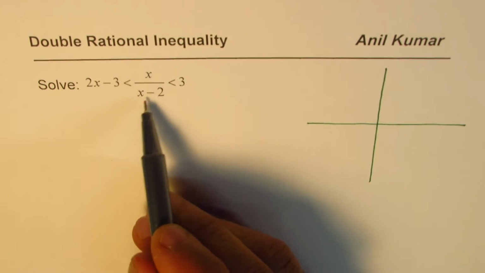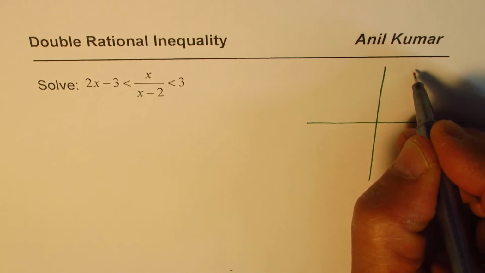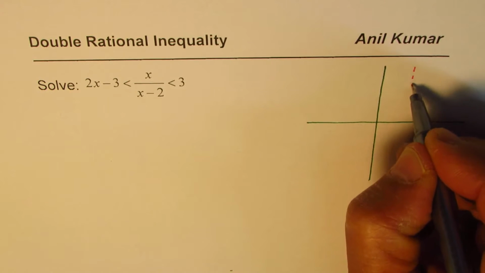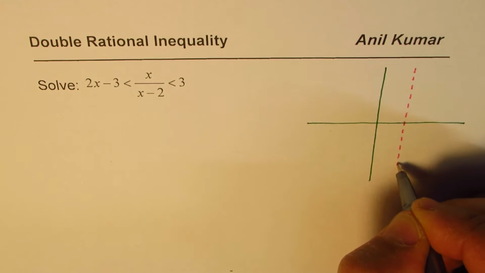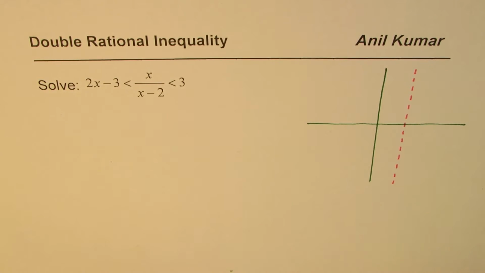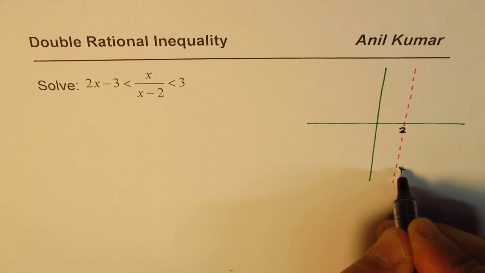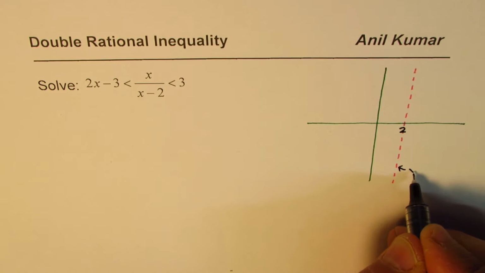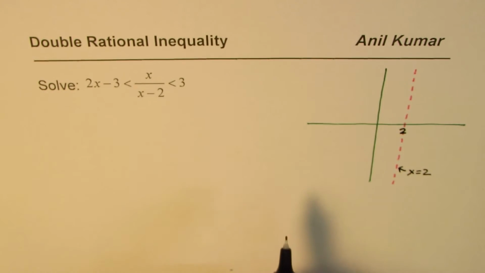So x over x minus 2 means that we have a vertical asymptote at 2. So let's say this is the vertical asymptote. As you know, most of my diagrams will be kind of rough sketches, but good enough to understand the concept. So that's the whole idea, right? This is the vertical asymptote, at x equals 2. We're trying to represent the rational function here.